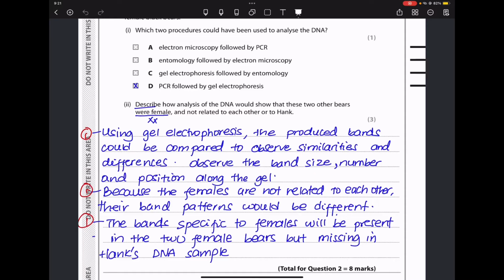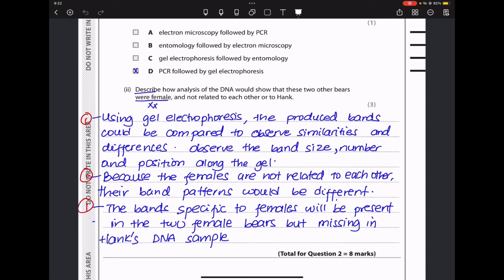Next, they said, describe how the analysis of the DNA would show that these 2 other bears were female and not related to each other or to Hank. So if they are females that are not related to each other, it means if we use gel electrophoresis in order to compare the bands, of course, they will have bands matching the DNA of females, but also they will have bands that are not similar to all of them because they are not related to each other as well as to Hank.